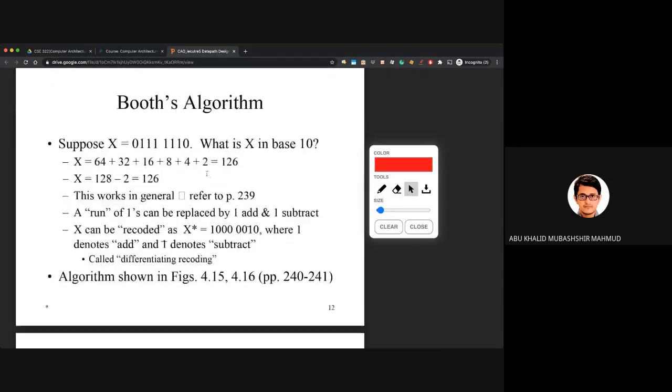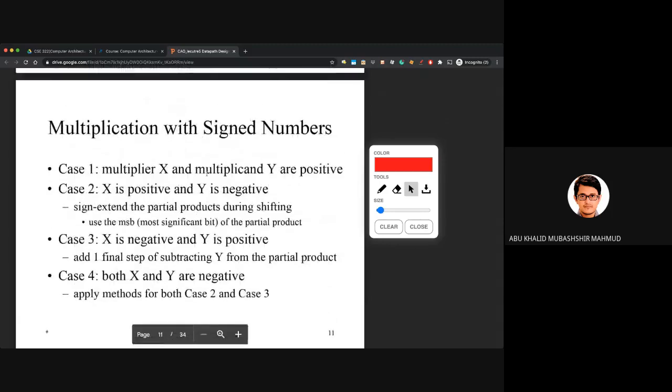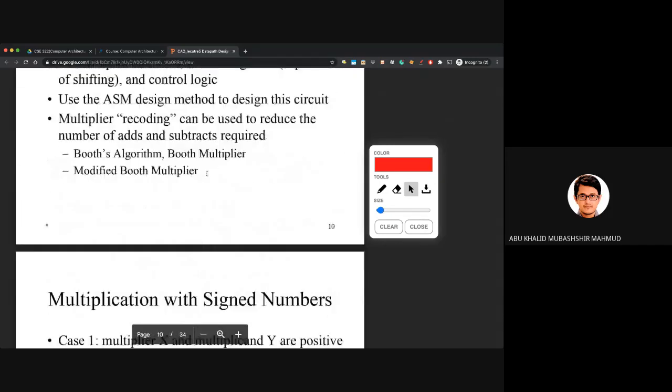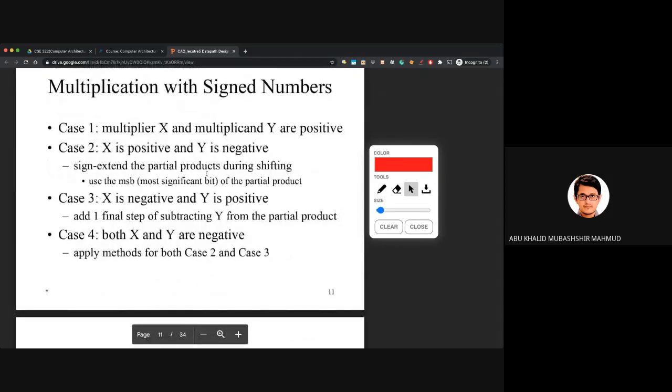So it looks like this multiplication. We have to go through the cases first. We have to analyze the cases, and how we can do multiplication with signed numbers, and so on.